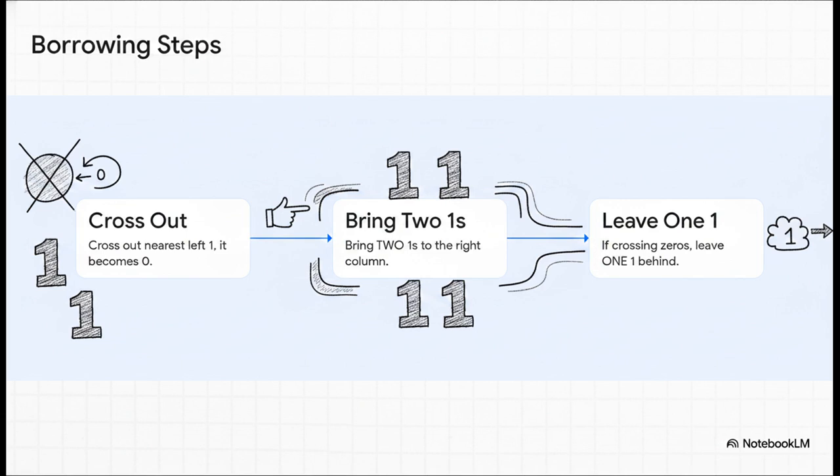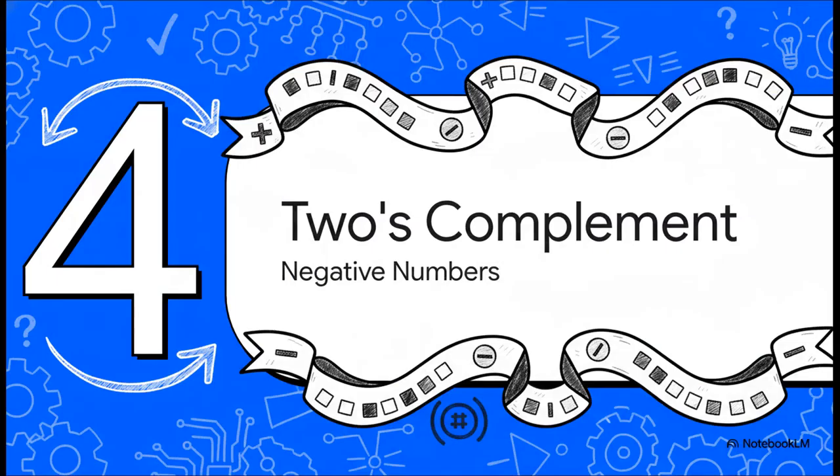Step 3, now this is absolutely crucial. If you have to keep moving those 1s further down the line to the right across 0 columns, you leave one of those 1s behind in the intermediate column and carry the other one forward, which then splits into 2 1s in the next column. Okay. Part 4, the 2's complement method.